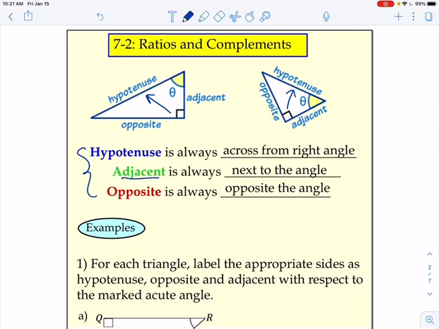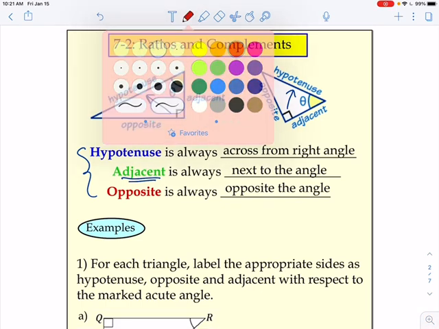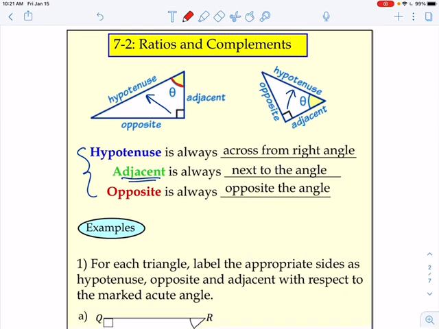Okay. Adjacent is always next to the angle in question. So in this left-hand picture, here is the angle that I have, theta here. Right next to that, two things that are sort of next to it would be this side and then this side. But this can't be next to it because it's already the hypotenuse. So that's why this is the adjacent to that. And then directly opposite that angle, there's my side opposite.